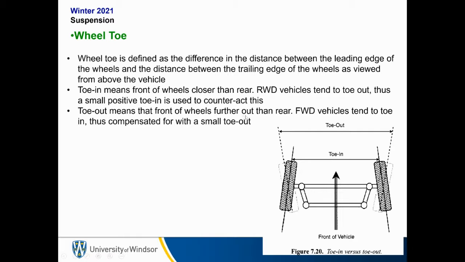Toe out means the front of the wheels are further out than the rear. Front-wheel drive vehicles tend to toe in. Thus, this is compensated for with a small amount of toe out.